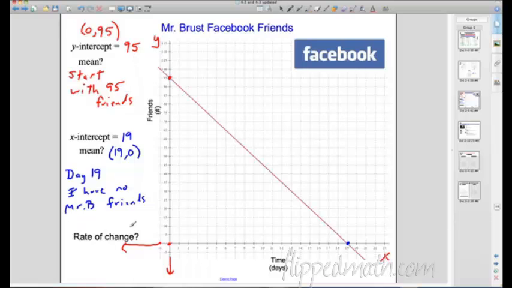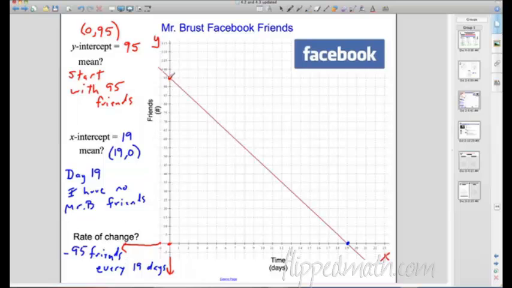Can we talk about rate of change? How fast am I losing friends here? Essentially, I'm losing friends. How fast do I lose them? Start with 95. I go all the way down to 0 in 19 days. So I could say I am actually losing 95 friends. How often? I lose 95 friends every 19 days. And maybe this reduces. Maybe not. I think it does, though, doesn't it?